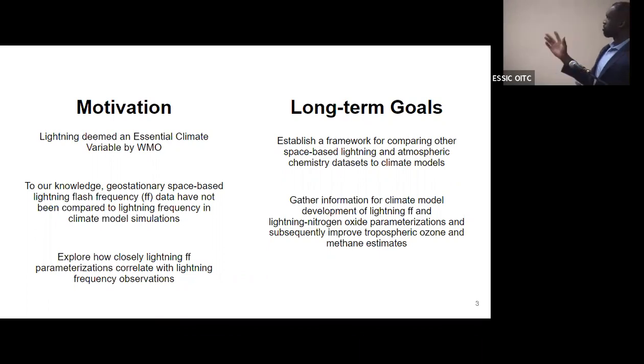And so our larger goal is to use this to establish a framework for comparing other space-based lightning data sets to observations or to model simulations, and then also other atmospheric chemistry data sets. And then we will use this information in model development for lightning NOx parameterizations and also tropospheric ozone and methane estimates.